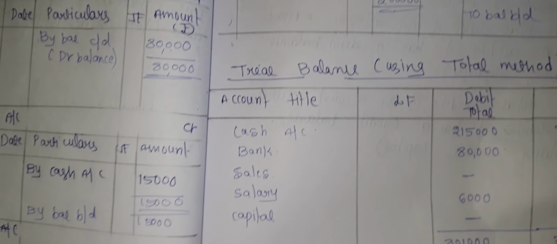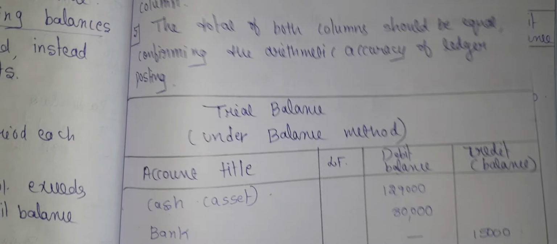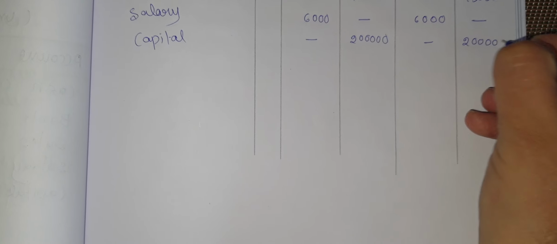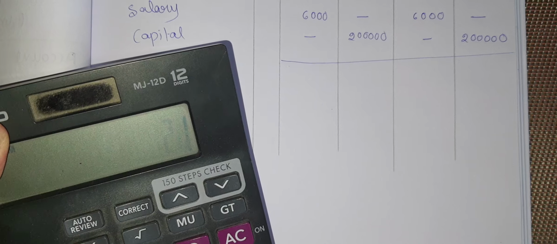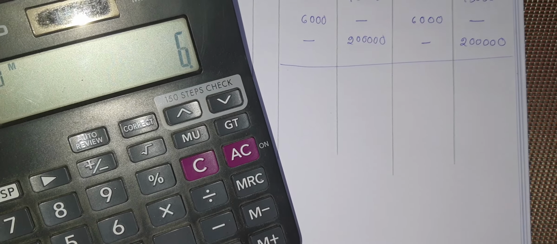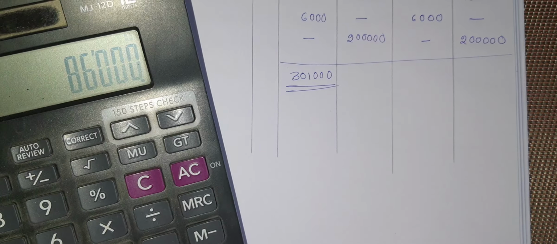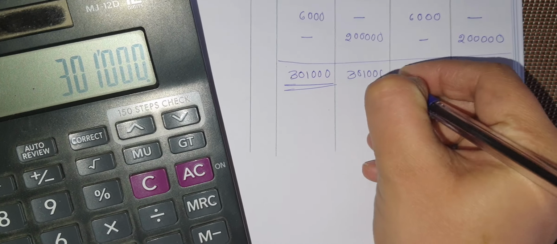In the total method, see here, debit total nil, credit total, that is rupees 2 lakh. And in the balance method, debit balance nil, credit balance rupees 2 lakh. Now total. Debit equals credits. First we will see the total method. 2 lakh 15, 80, 6,000, that is rupees 3 lakh 1,000. And credits 86,000, 15,000, 2 lakh, also 3 lakh 1,000.